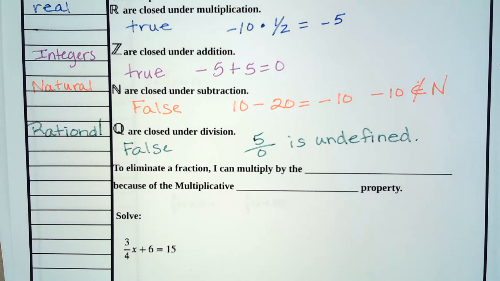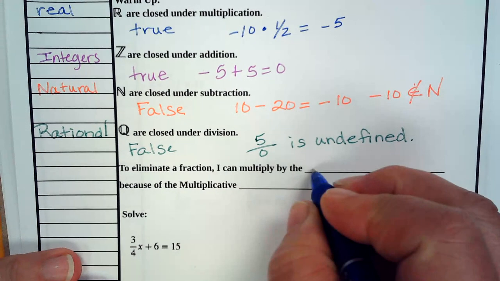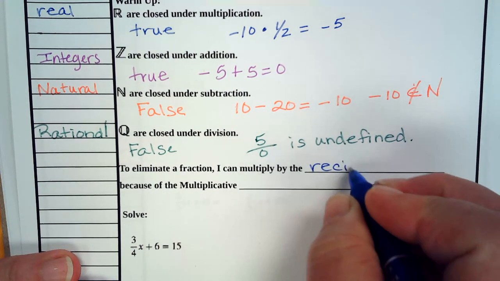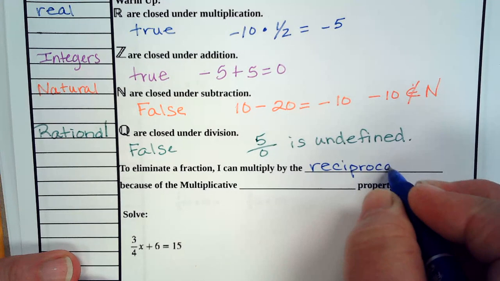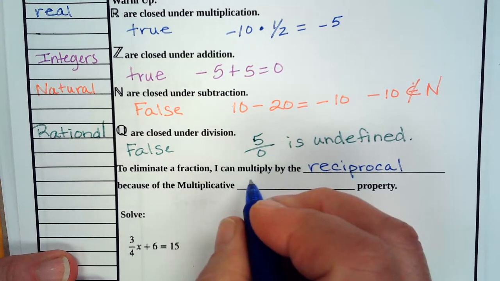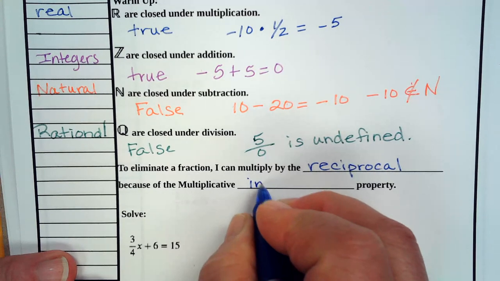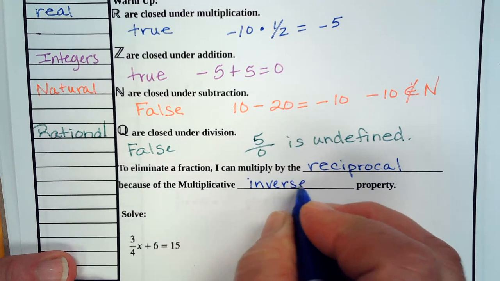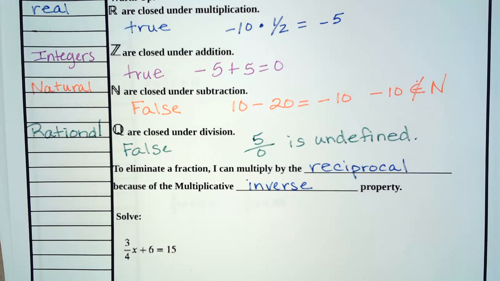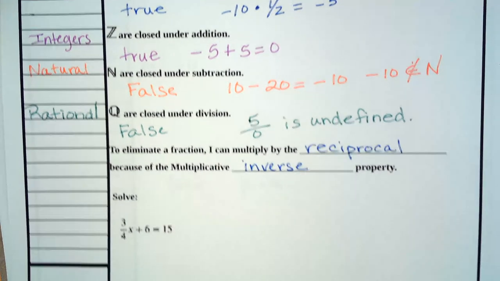Okay, so let's think back about everything we know about fractions. How do you get rid of a fraction? How do you eliminate a fraction? What do you multiply by to make it 1? I can multiply by the reciprocal, because of the multiplicative inverse property. Okay, so we're going to use this idea as we solve.